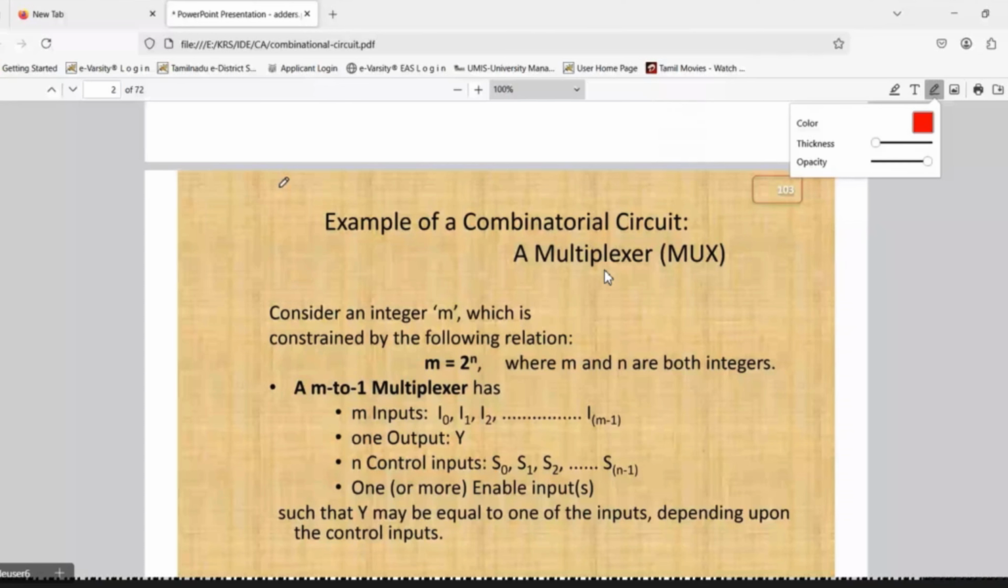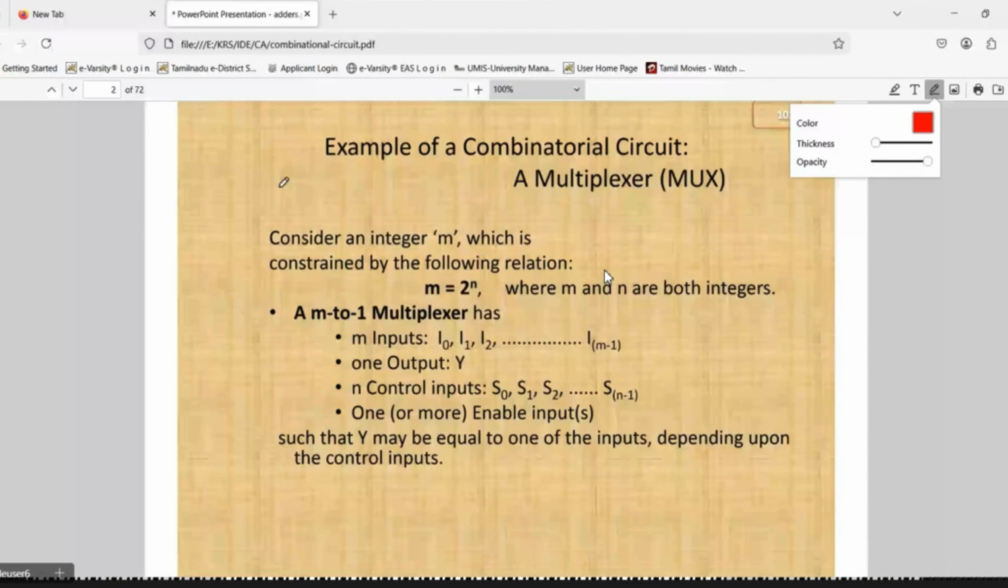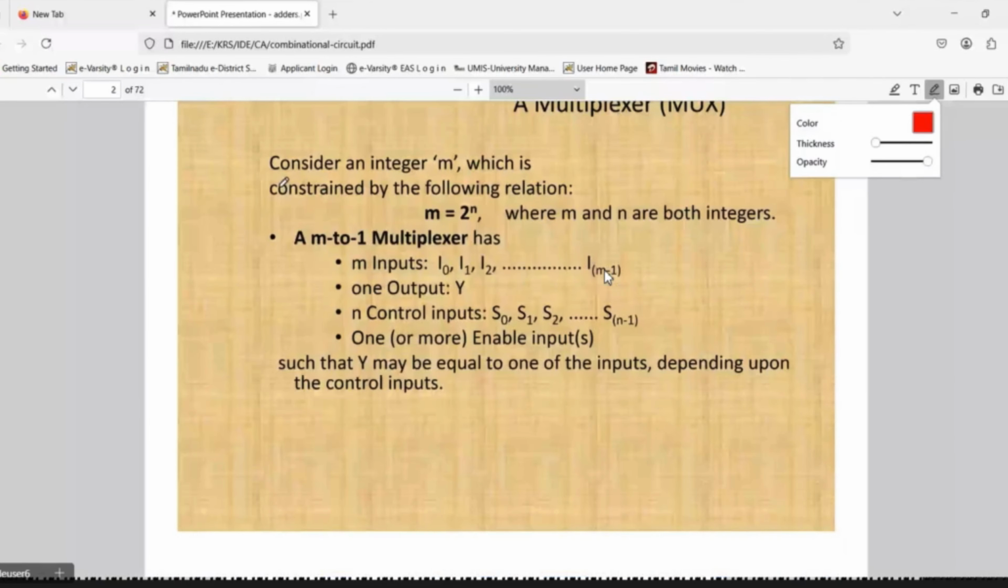Consider an integer m which is constrained by the following relation: m equal to 2 power n, where m and n are both integers. Therefore, an m to 1 multiplexer has m input lines, that is 0 to m minus 1, one output, that is Y, n selection lines, and one or more enable inputs such that Y can be equal to the inputs depending upon the control inputs. Basic 2 input multiplexer.